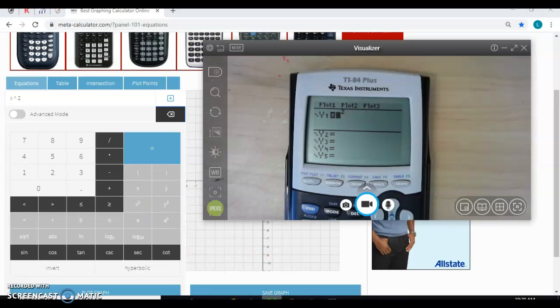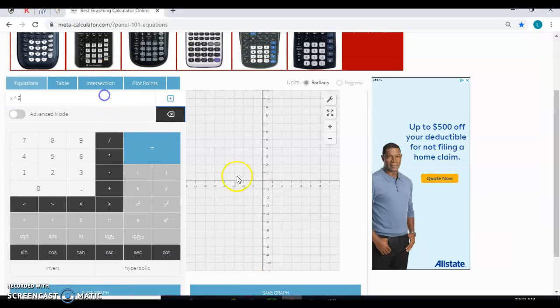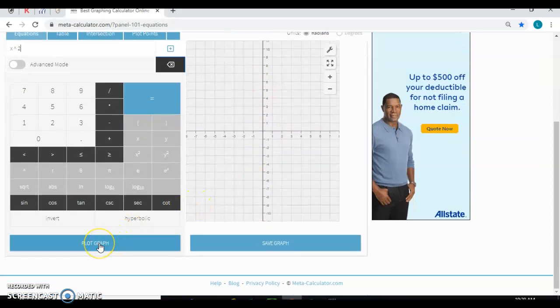Now on our calculators, we would hit the graph button next to see what that looks like. Well, on this picture, what you need to do is scroll down and see plot graph. Now you can graph it, and you can see that you've got the same couple of pictures.